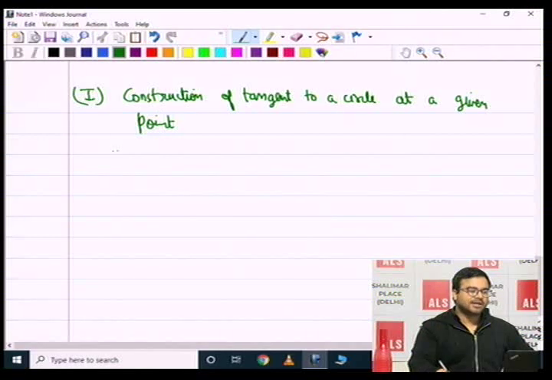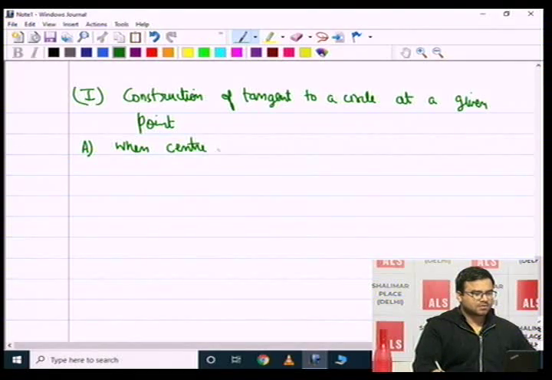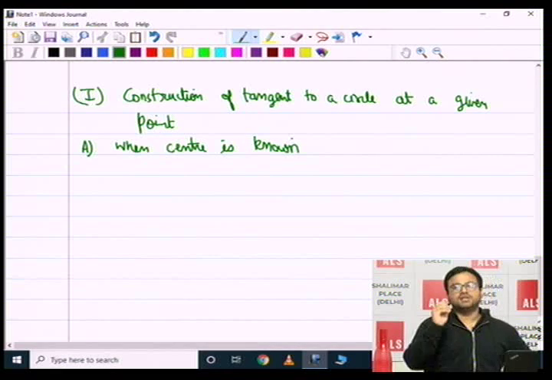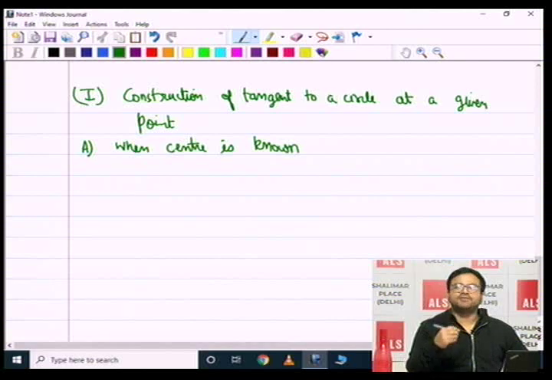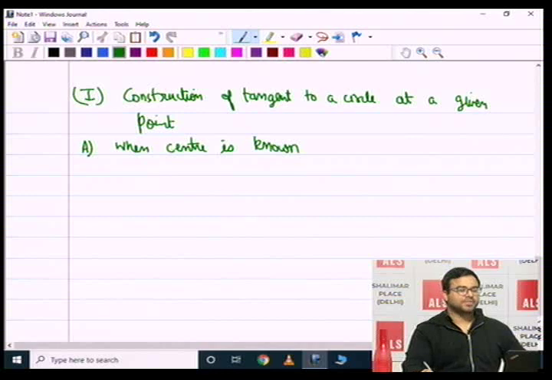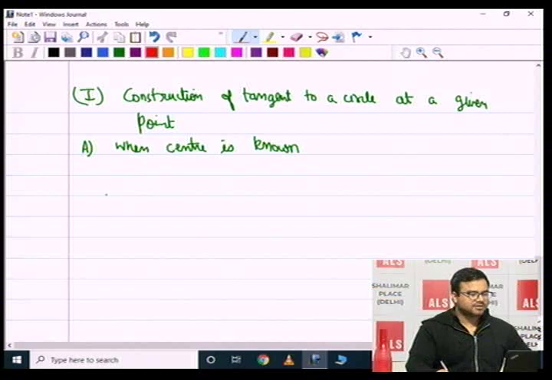In this one, again there are two cases. When center is known, means we have to use the center of the circle to draw the tangent, and the second one would be when we don't have to use the center of the circle to draw the tangent. So, keep your compass ready. Let us do the question itself.